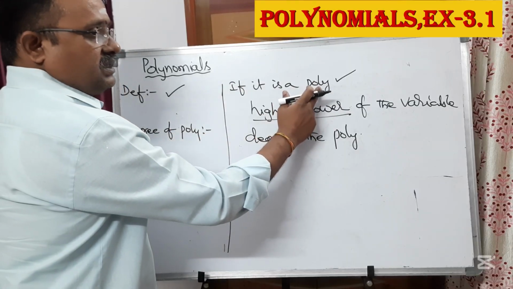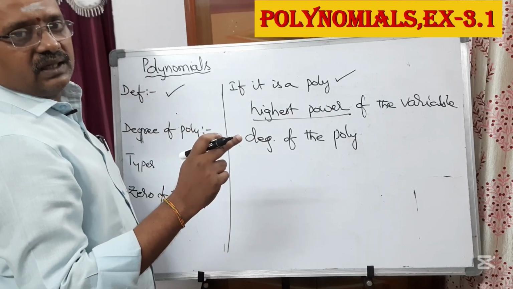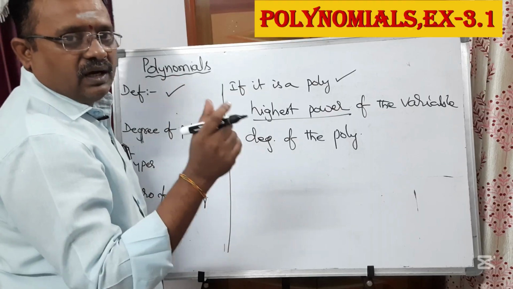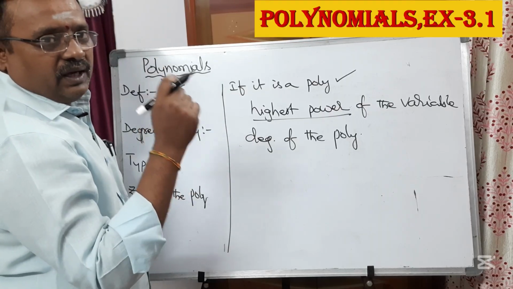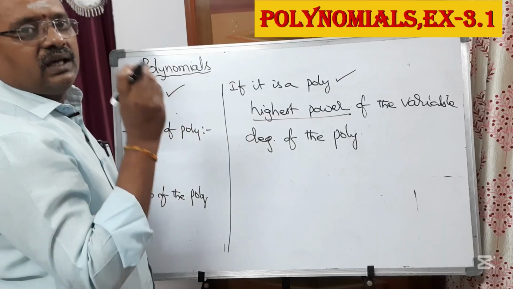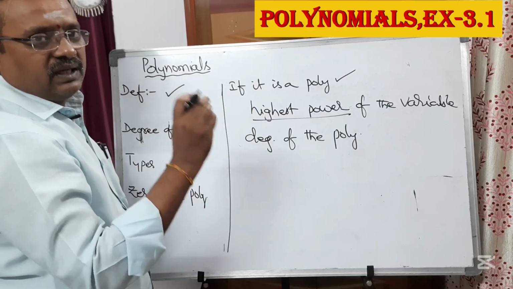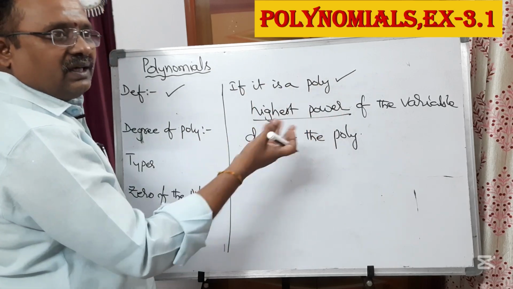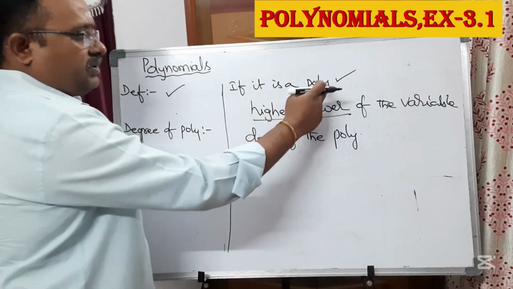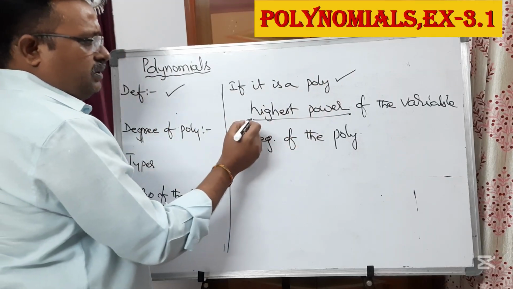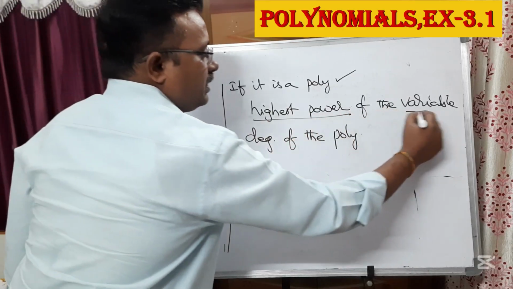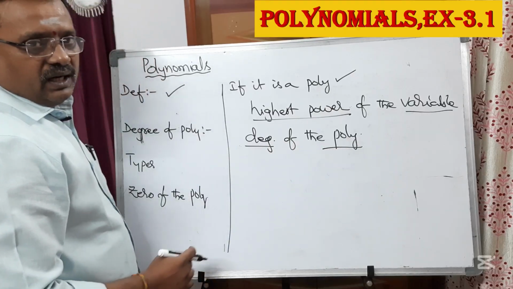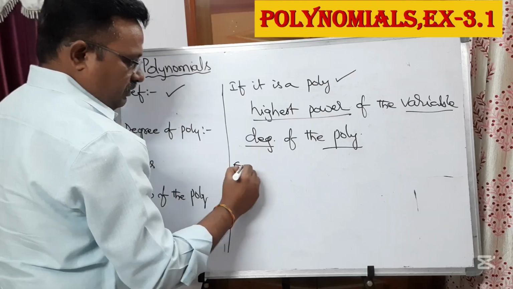To check whether the given algebraic expression is a polynomial or not, we are verifying the variable power in every term. If it is a whole number, a non-negative integer, then only it will be called a polynomial. In that process, after it becomes a polynomial, if you are able to recognize the highest power of the variable, that highest power of the variable is called the degree of the polynomial. Okay? So some examples I would like to give you.